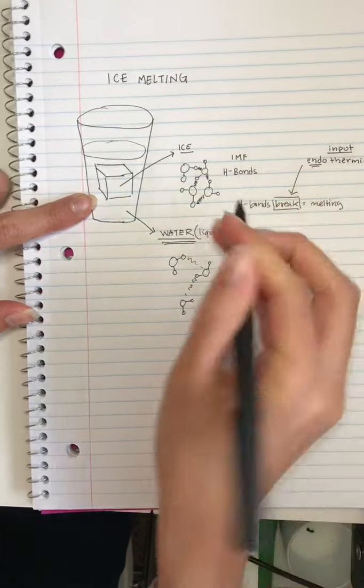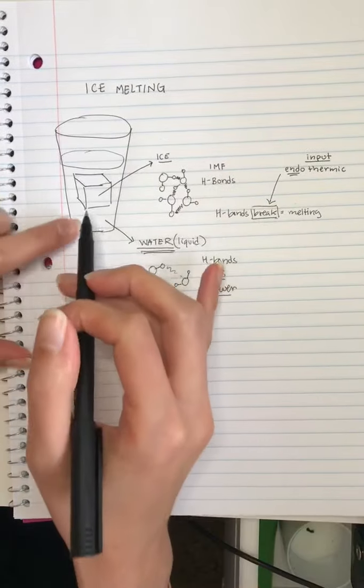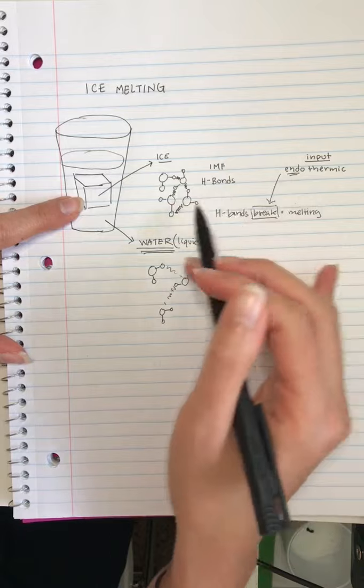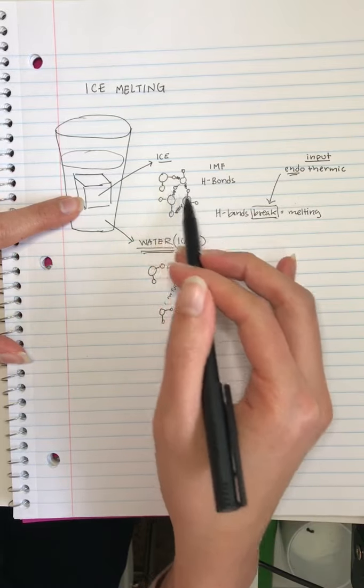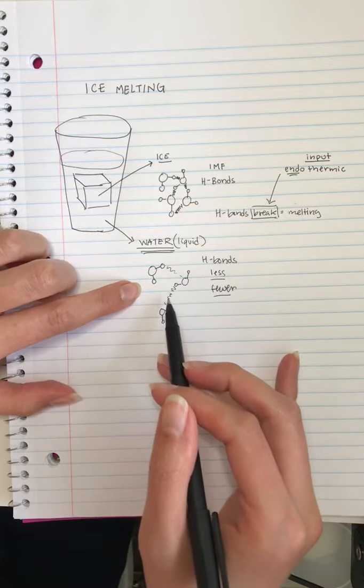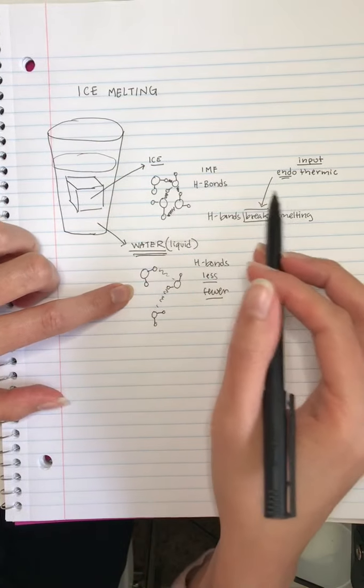Input energy. Okay, so ice melting is endothermic because you have to input energy to break the bonds of the water molecules so that they're more in this form, which is the liquid water. So that would make ice melting endothermic.